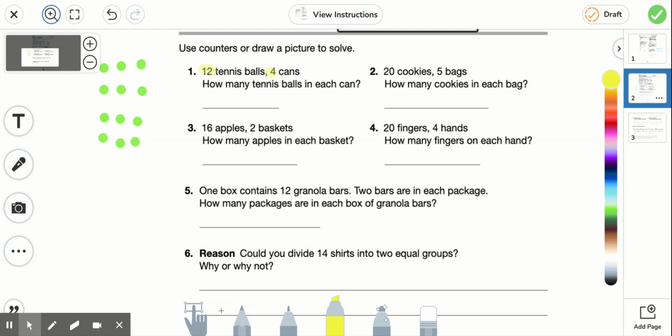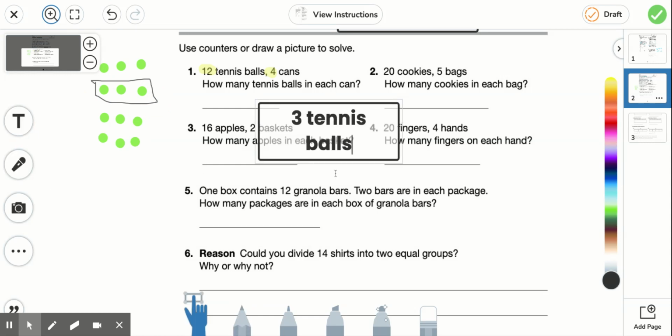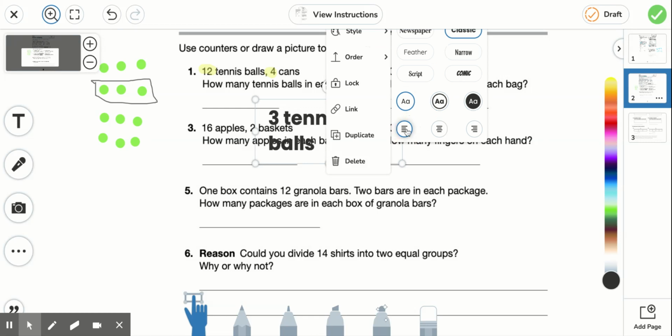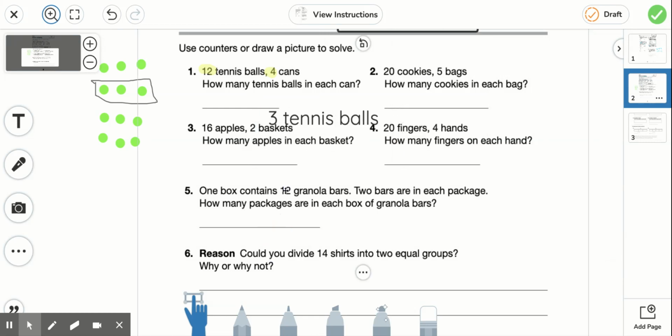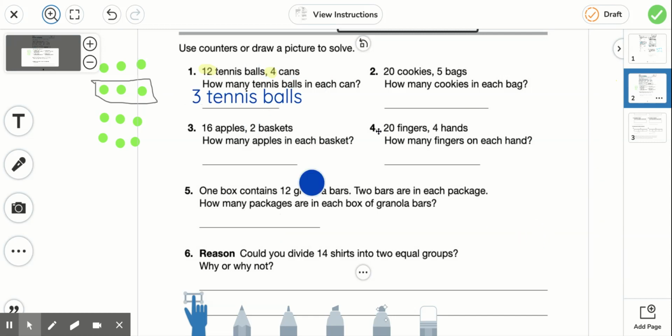Oh my goodness, this is starting to look a lot like multiplication. How many in each of these cans? Well, here's 1 can of them. How many are in there? You're right. 3 tennis balls are in that 1 can. 3 of them. I'm going to get rid of this box. It always drives me insane, and you guys already know that. So there are 3 tennis balls in that can.